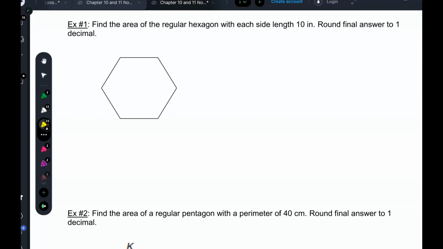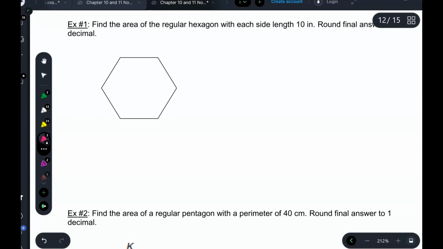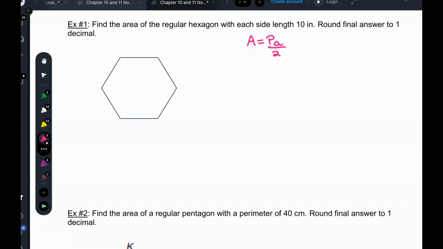Here's what I want you to do. Let's write down the formula: A equals perimeter times apothem divided by 2. The other option was 1/2 perimeter times apothem. How do you know the perimeter? You multiply by how many? Okay, so let's see.